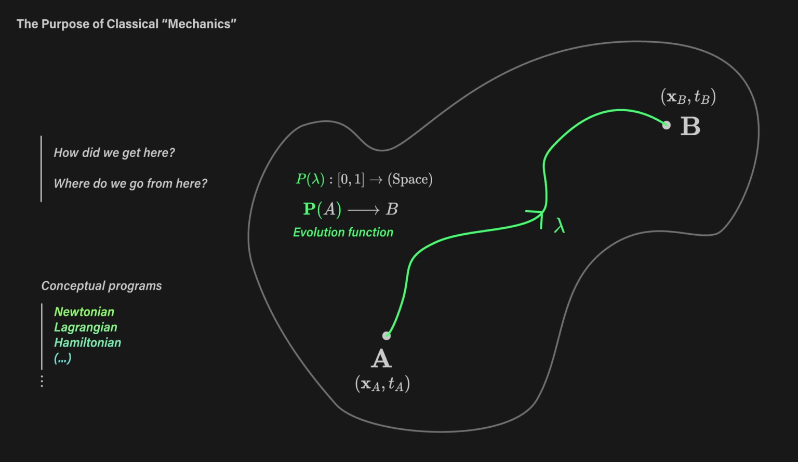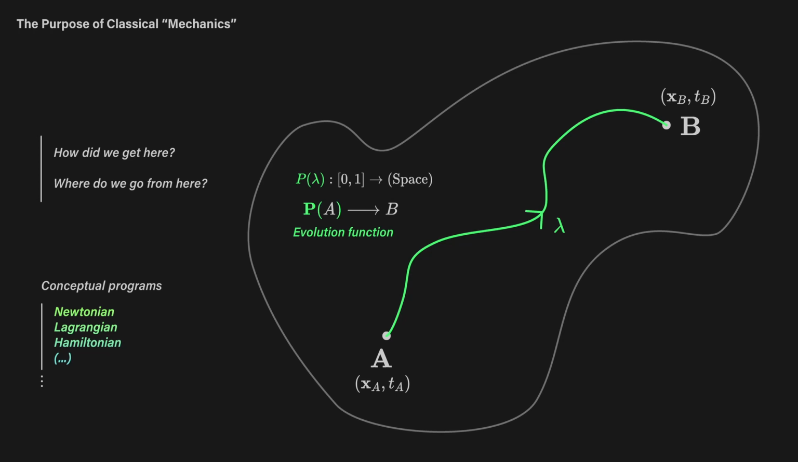And mechanics has a very simple objective. If you have a configuration A and you have a configuration B, what's the path that took the point from configuration A to configuration B? Now, that sounds very abstract, but if you can imagine a very simple particle in space-time, so in this particular drawing we have a position x_a and a time t_a, and we have a point x_b and a time t_b, mechanics really can ask, how did we get here and where do we go from here?